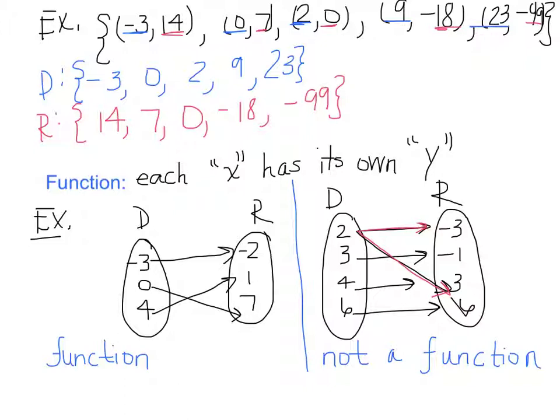So anytime that happens, you have to look, because they can give it to you as a mapping or a set of ordered pairs. Your job is to find out if there is an x that is being shared with more than one y coordinate. It's okay for the y coordinates to share the same x, but the x's can't share. The same x can't go to two different output values.